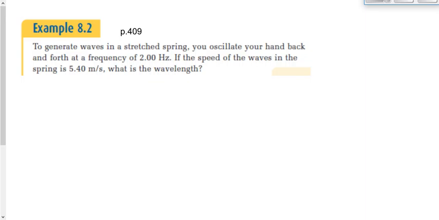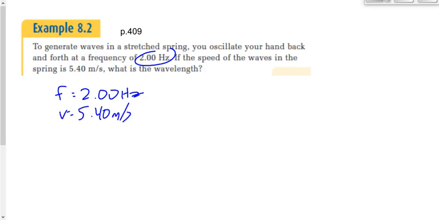Quick example, then we'll do a couple practice problems, and then we'll be finished. This is chapter 8 now, which is the last chapter we do in Physics 20. To generate waves in a stretched spring, you oscillate your hand back and forth at a frequency of 2 hertz. What does that mean? 2 cycles per second. So I'm going to oscillate my hand back and forth, like in the demonstration a little while ago, 2 times per second. The speed of the wave in the spring is 5.40 meters per second.